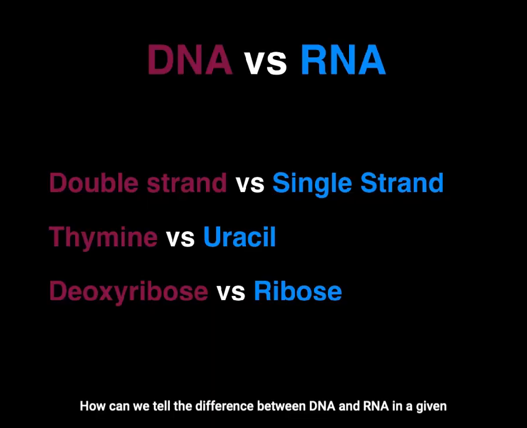How can we tell the difference between DNA and RNA in a given sample? DNA is double-stranded and RNA is single-stranded. There are chemical ways to tell the difference between DNA and RNA, such as X-ray crystallography. Another difference is in the bases. DNA uses thymine while RNA uses uracil. And again, there are chemical experiments that can be done to determine which base is present in a given sample.